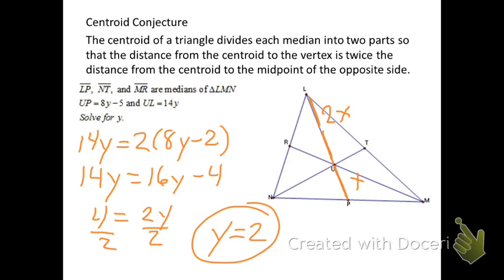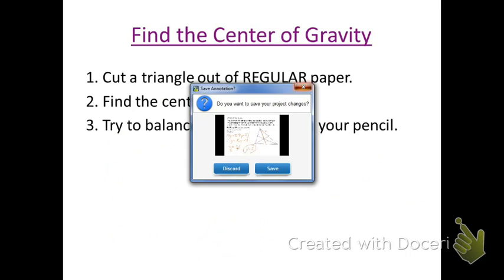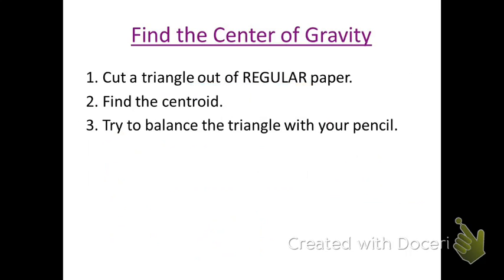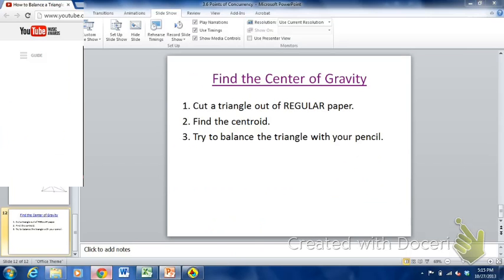And there is another cool thing about the centroid. It's often referred to as the center of gravity. So if you have a triangle and cut it out of regular paper, maybe cardboard, find the centroid by finding the 3 medians and seeing where they intersect. If you put your finger under that point, you will be able to balance the triangle on your finger or with a pencil. So let's look at someone doing that real quick.